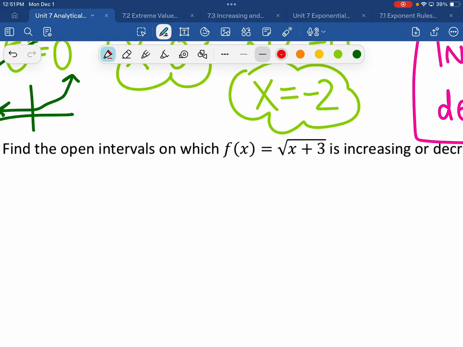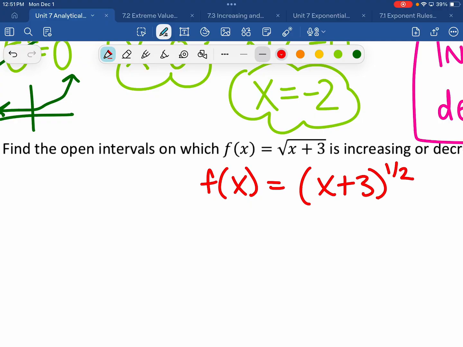Okay. So for the square root one, first thing I'm going to do is rewrite it with a 1/2 exponent so I can take the derivative. Is that the only thing that's different about the square root than a regular one? Is you just write it differently at first?